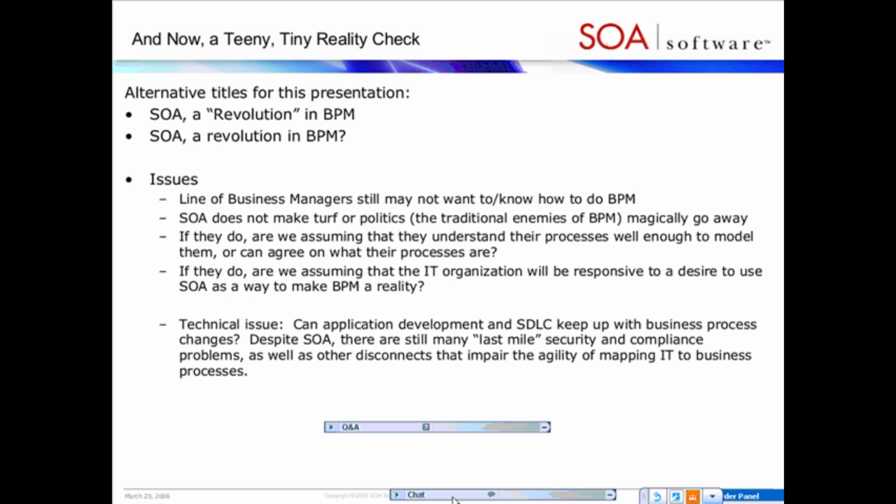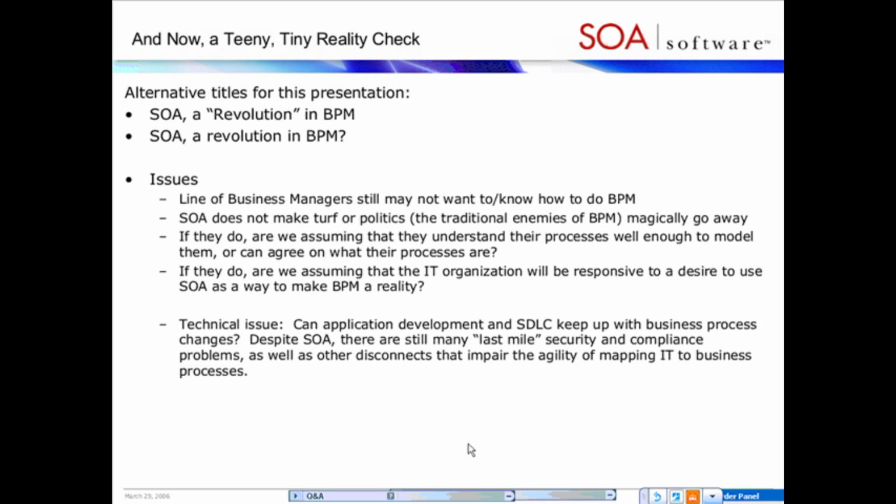Okay, let's go on with some issues. Line of business managers still may not want to or know how to do BPM. That's one of the assumptions that comes up in a lot of BPM discussions: now we've got this great tool, everything's going to be great. Well, not necessarily. Business managers may not really know what it is or understand how to use it. SOA does not make turf or politics go away magically. That's another thing that's very amusing in some of the discussions I hear and articles I read, that somehow, now that we have SOA, we're going to do BPM because it's all possible. But there are many things in business that are possible that don't get done because it violates someone's idea of what their turf is, or the politics situation is such that they can't get into it.